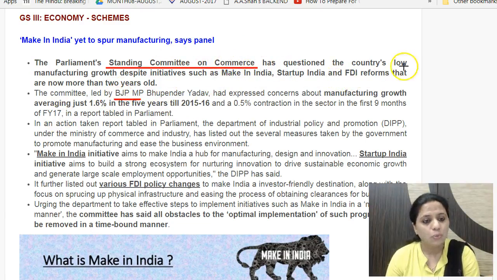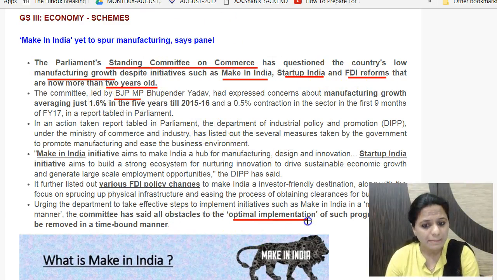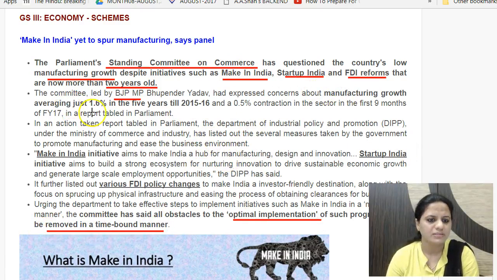This committee has questioned the country's low manufacturing growth. It says that despite initiatives such as Make in India, Startup India and FDI reforms, manufacturing growth remains low, and these initiatives are more than 2 years old. Still we are seeing that manufacturing growth is not increasing. That is why it has said there is a need for optimal implementation of these programs, and all obstacles should be removed in a time-bound manner. We will see these programs as well. Manufacturing growth has been on average just 1.6% in the 5 years till 2015-16, and a 0.5% contraction has been seen in the first 9 months of financial year 2017.